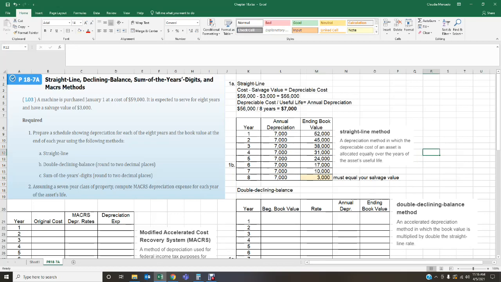So that is my straight line. Very straightforward, nothing complicated. Why? Because my annual depreciation is the same every single year.